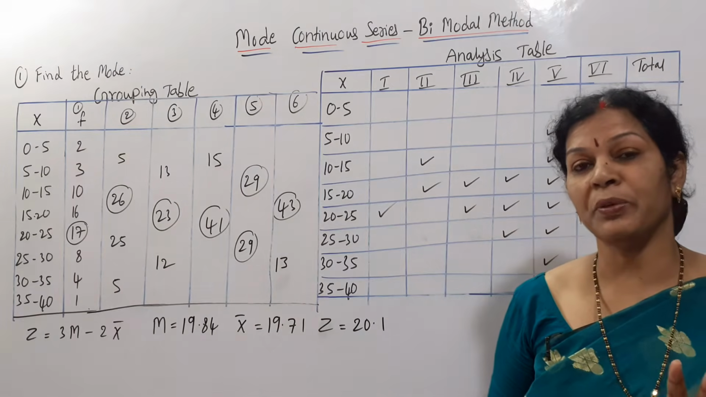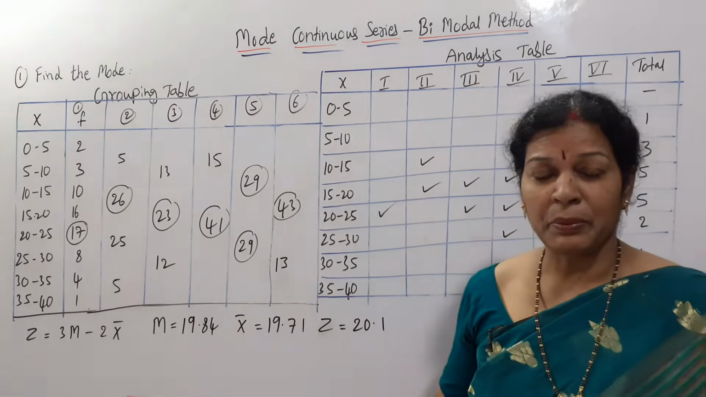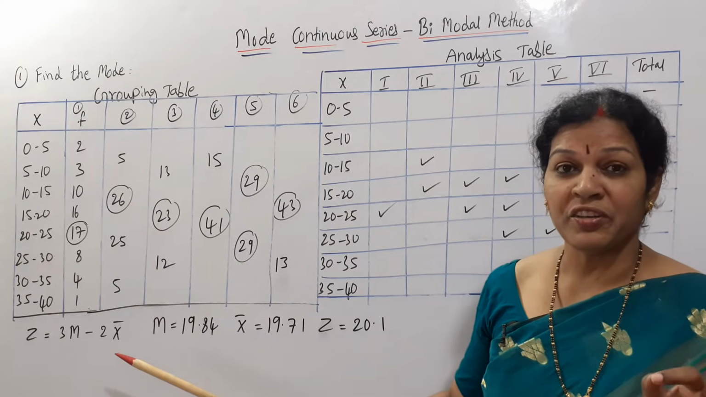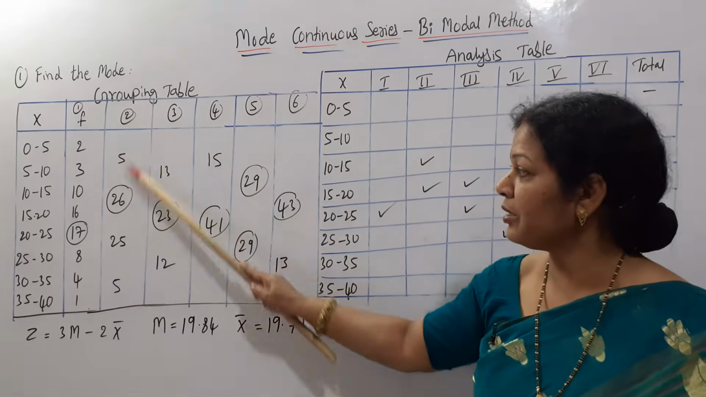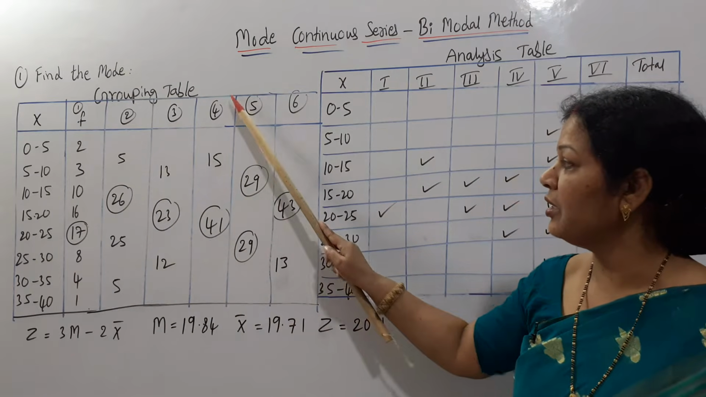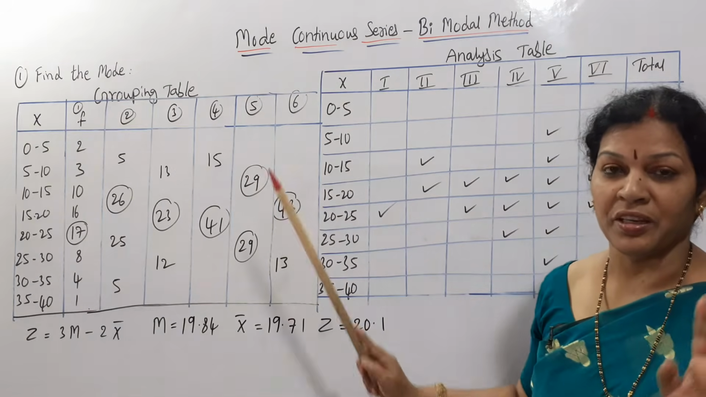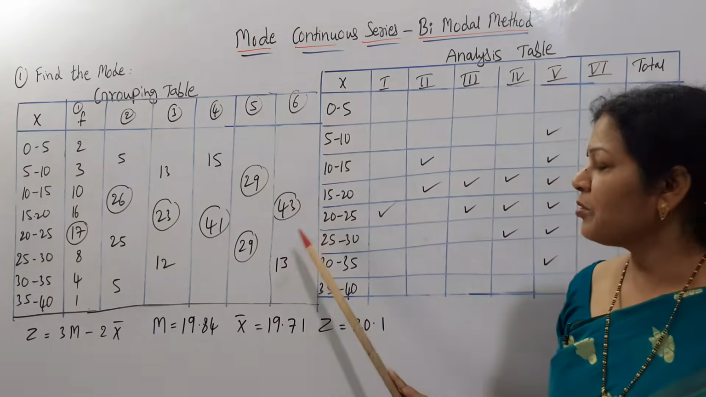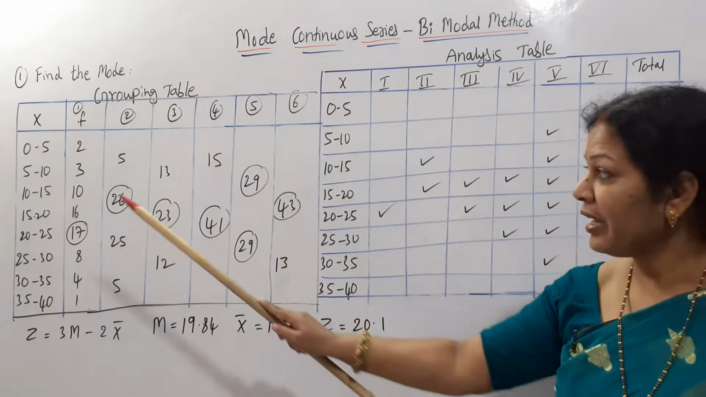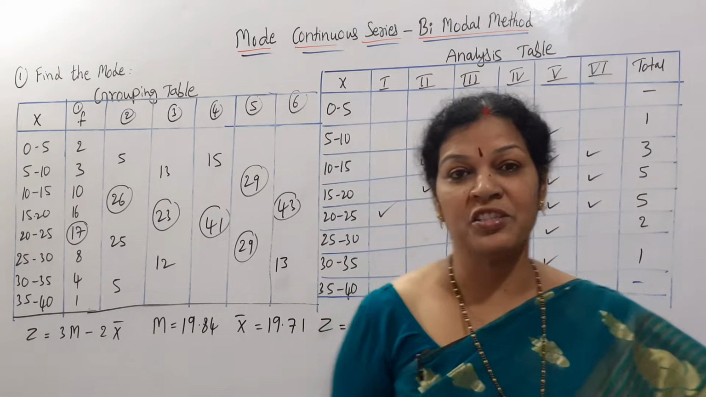After preparing the grouping table, this is a recap, we have already done. You have to identify the highest number in every column. The first column highest number is 17, second column 26, third column 23, fourth column 41, fifth column we have only 2 numbers, 29, 29. Both are highest, so I have rounded both. Sixth column 43 is the highest number. Like this we have identified the highest numbers. Then after that we have to prepare the analysis table.